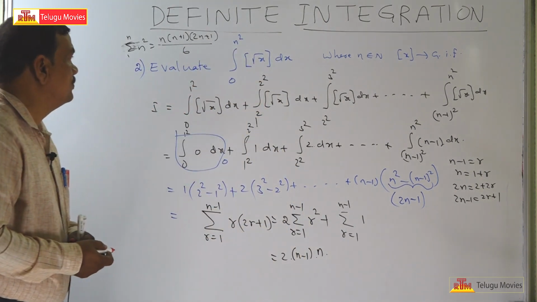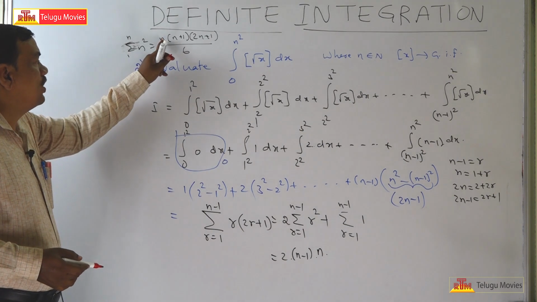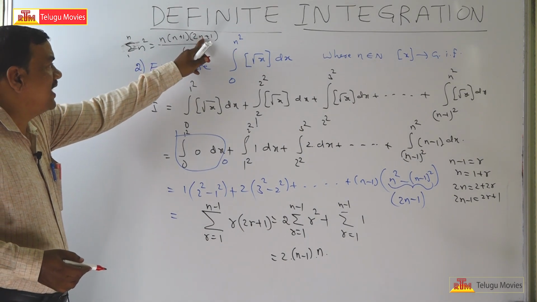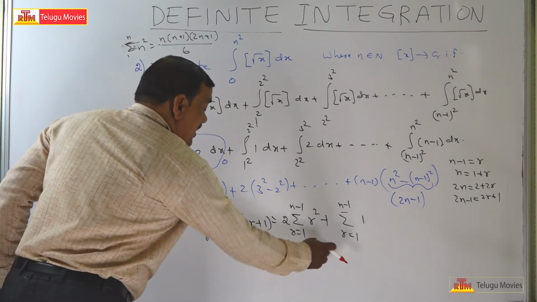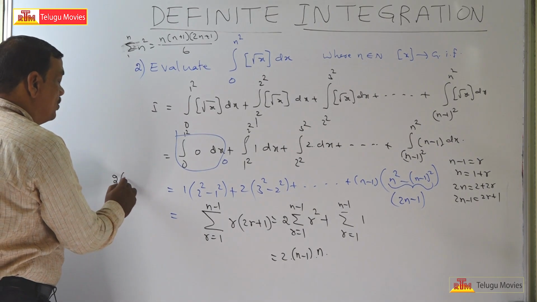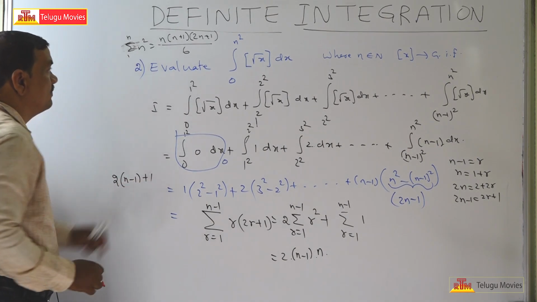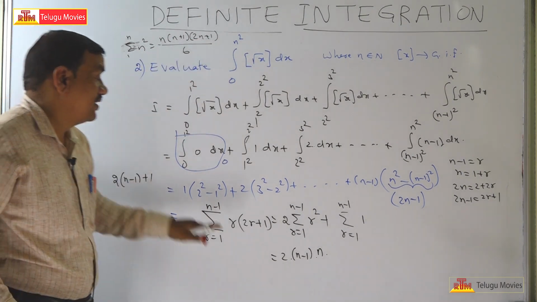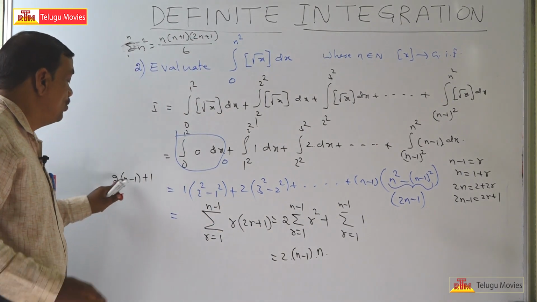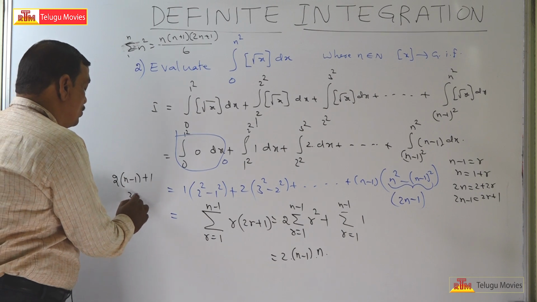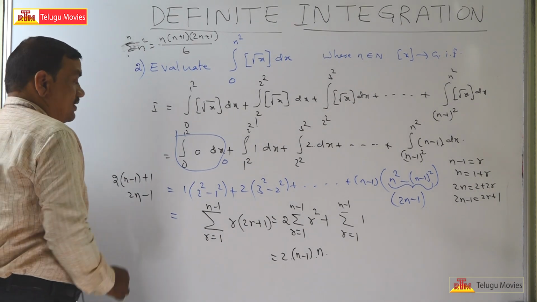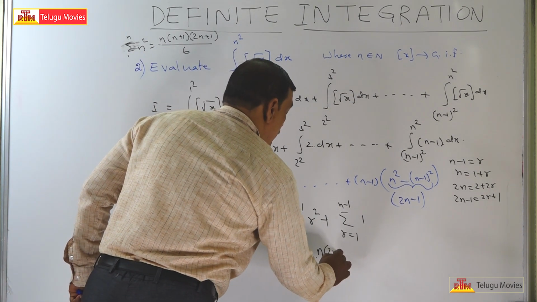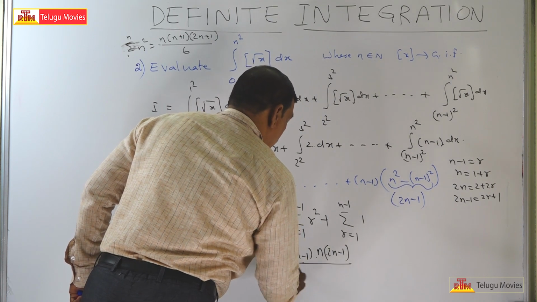2n plus 1. 2n plus 1 means what? Whatever may be here, 2 into n plus 1. So here 2 into n minus 1 plus 1. So here n means what? Whatever may be here, 2n plus 1. Here n minus 1 is there, 2n minus 1. So this is equal to 2n minus 1, whole divided by 6.